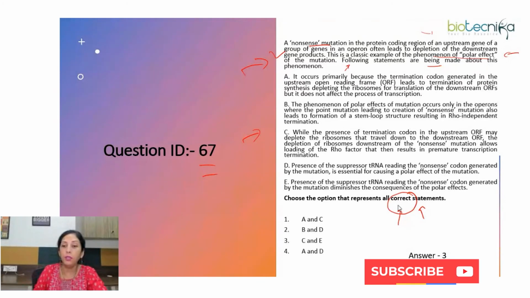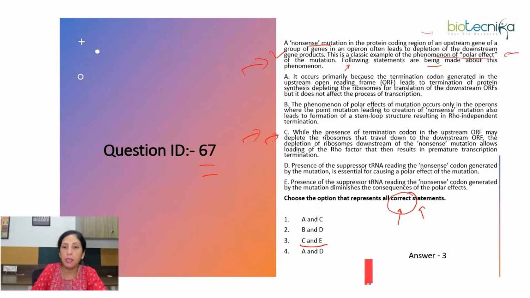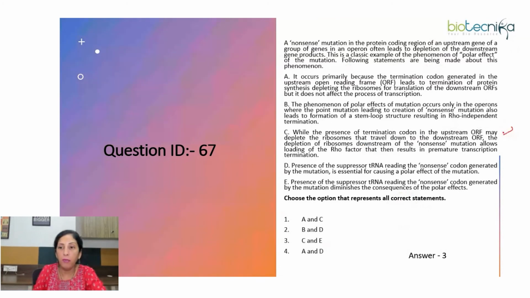So here option 3 was correct. That means statements C and E are correct. Statement C says that while the presence of a termination codon in the upstream ORF may deplete the ribosomes that travel down to the downstream ORF. ORF, I'm sure all of you know, is open reading frame. So the ribosomes are traveling down to the downstream ORF.